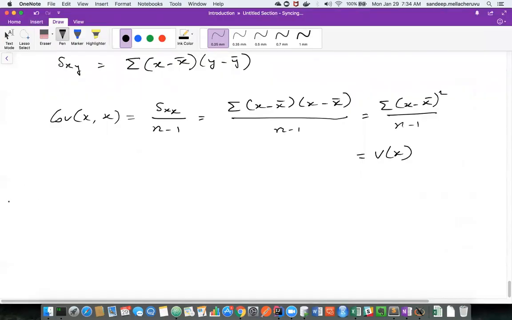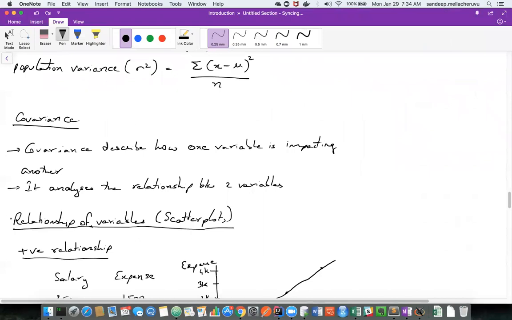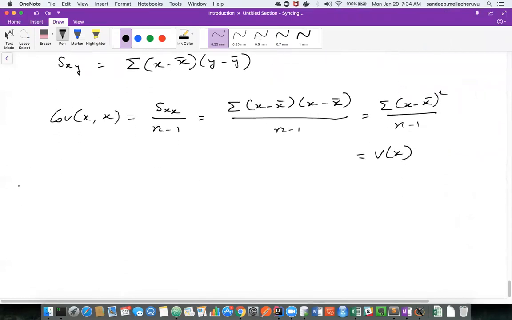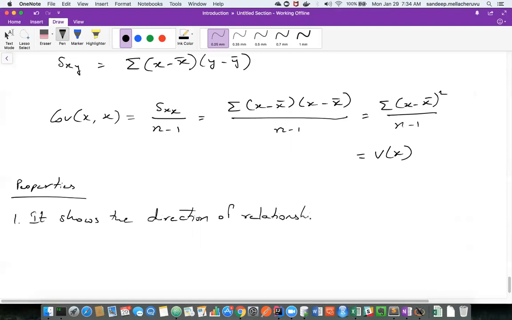Okay. Now, what are the takeaways with covariance? Let me give it as properties of covariance. The first thing is it shows the direction of relationship. What does it mean? Covariance is less than 0. What it means is negative. Covariance is less than 0 if negative relationship.